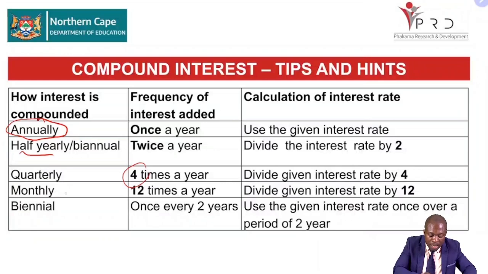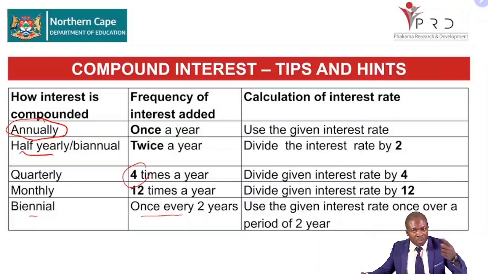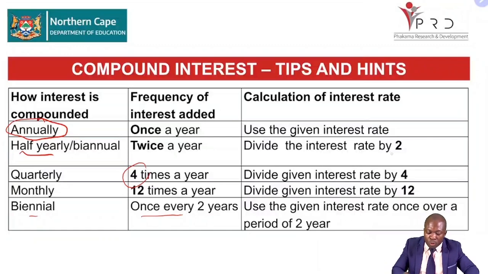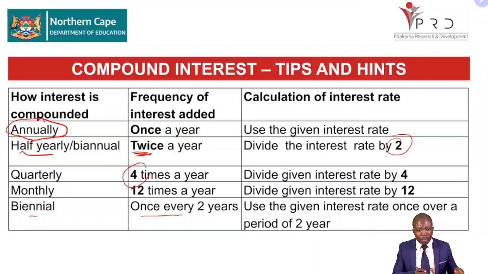And then monthly, biennially. That biennially means once every 2 years. So if you get it in 2024, you don't get in 2025. You get again in 2026. That's what we call biennially. Then what do you do? I've shown you how to divide. Can you see here? You are getting it 2 times in a year. So even the interest, we are going to divide it by 2 so that we know the first 6 months, how much interest are you going to get? And then the other 6 months.